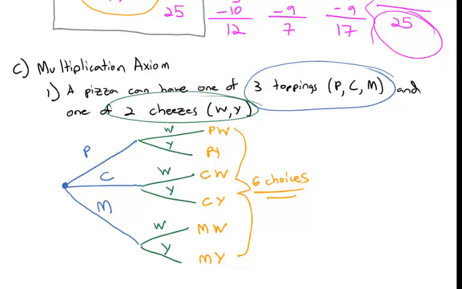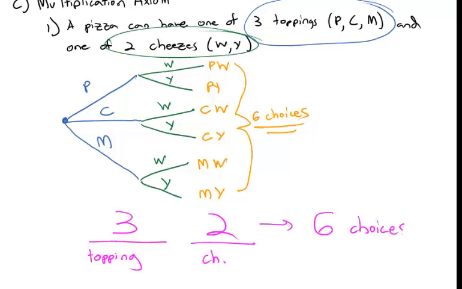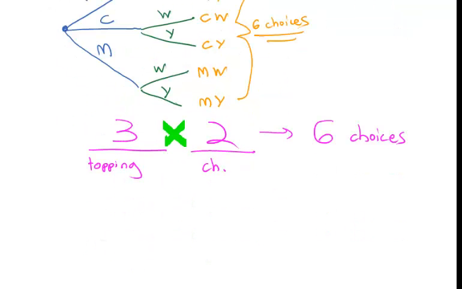Now what's interesting about this is if I had started by saying choice number 1, topping, there were 3 choices for topping, and choice number 2, cheese, there were 2 choices for cheese, it ended up giving us 6 choices. Well, you can see if I just knew the toppings were 3 and the cheeses were 2, I could have gotten my answer, my solution, by multiplying these 2 values together. 3 times 2 is 6. This is what the multiplication axiom says.